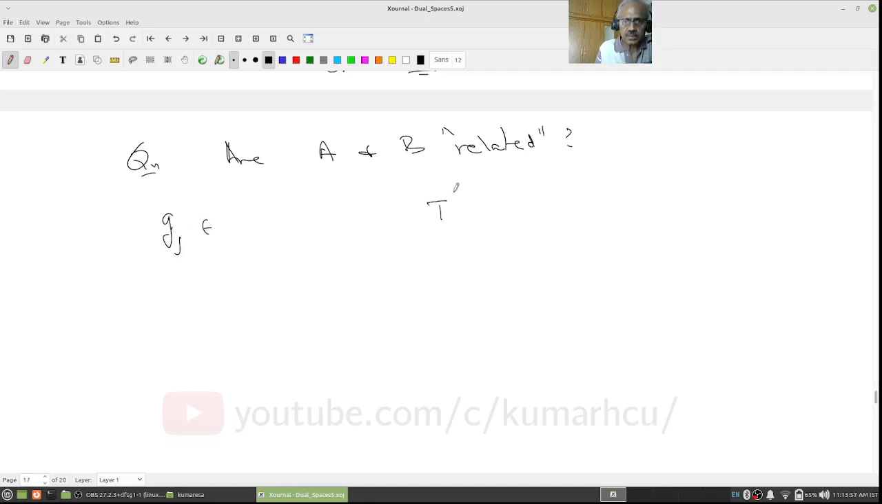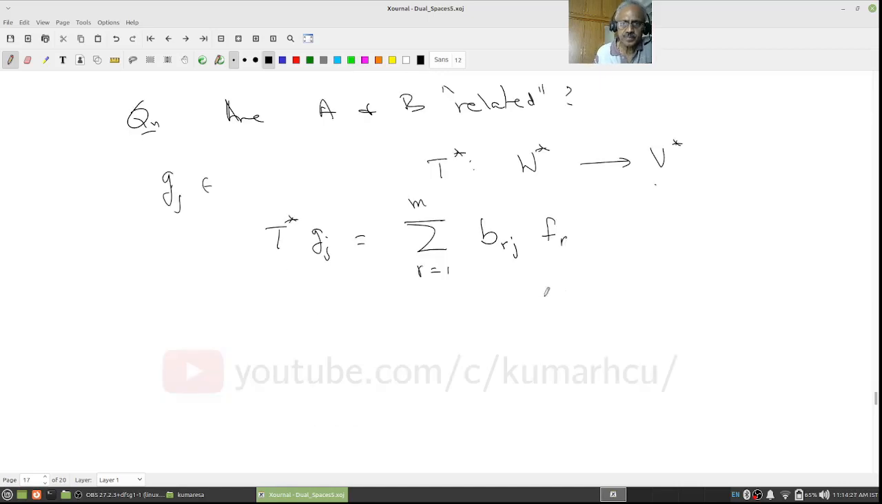Let us take a Gj. T star is a map from where to where? W star to V star. So start with the basis, T star Gj. Then what should I write? I should be able to write it as B and this is Fr. Therefore it is going to be Frj, with r equal to 1 to M.